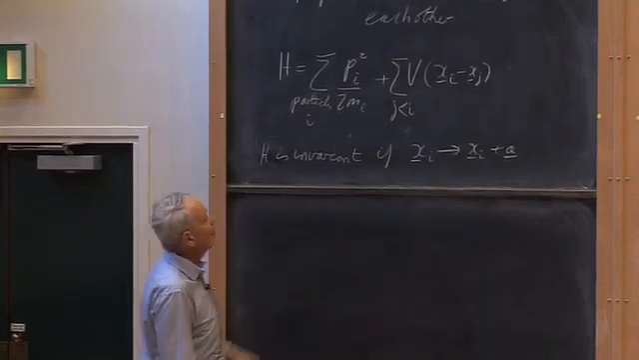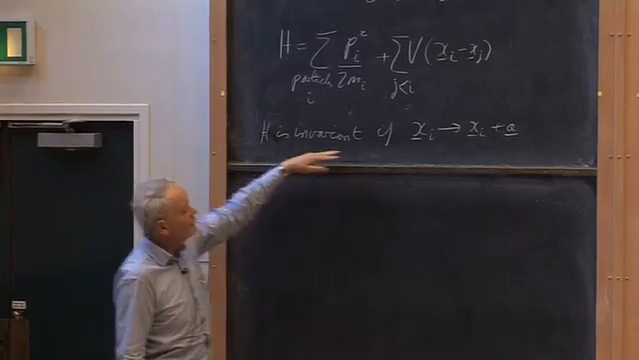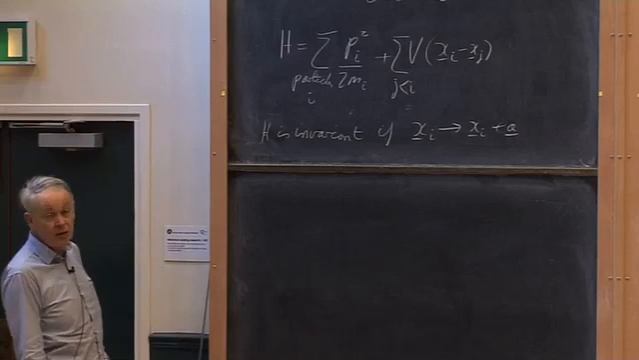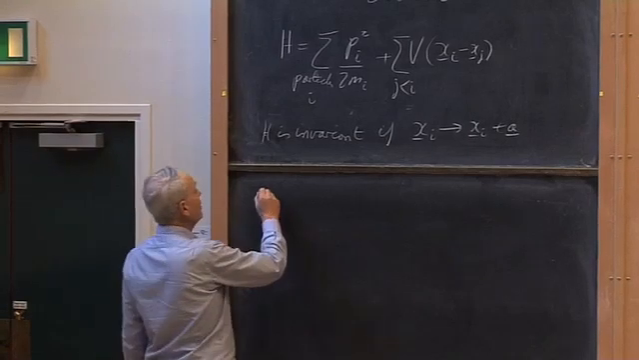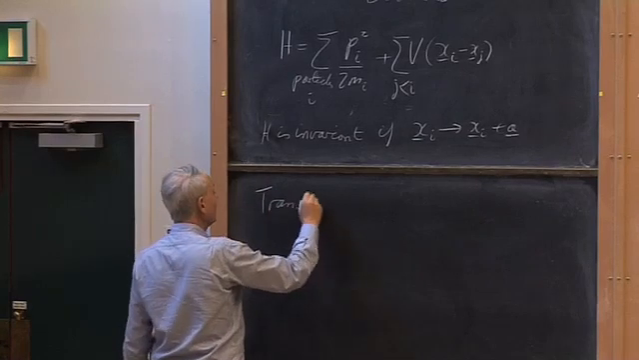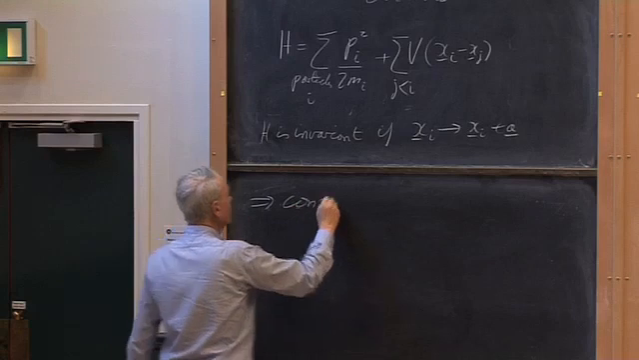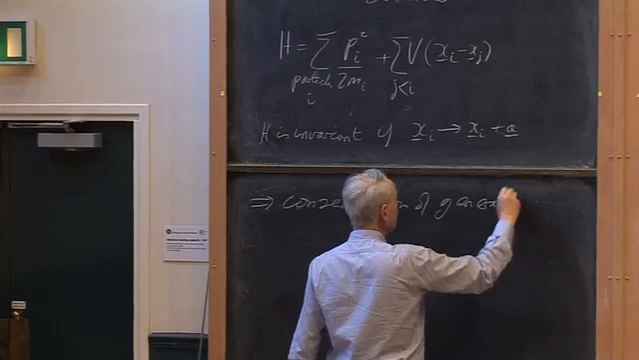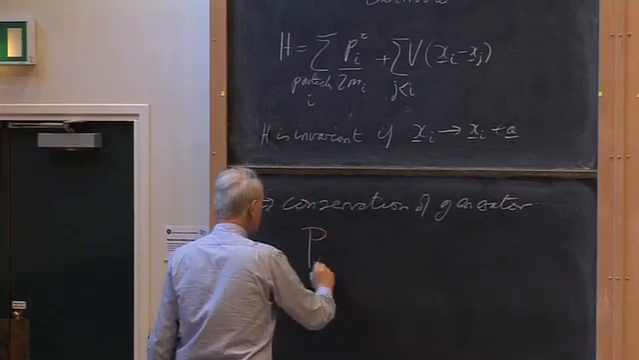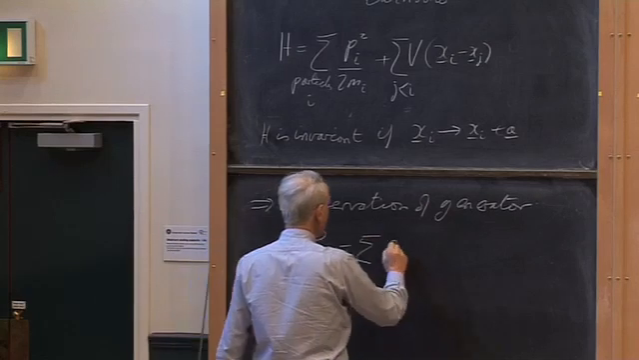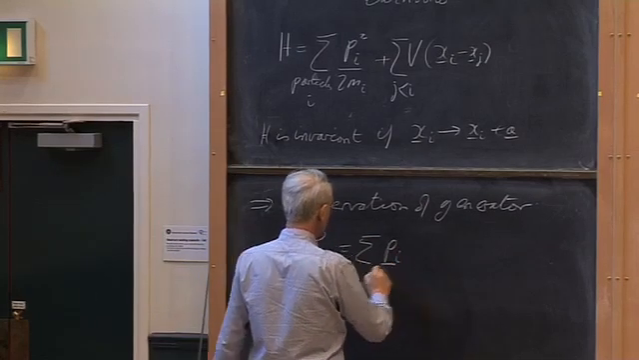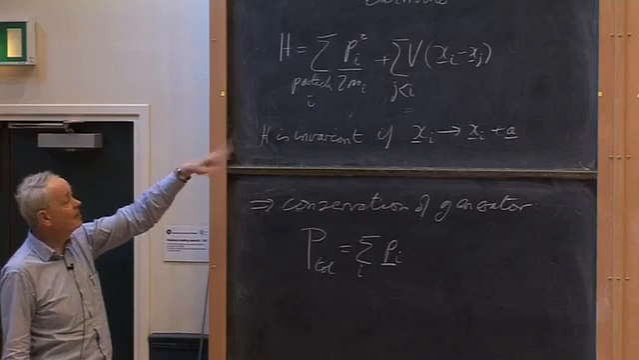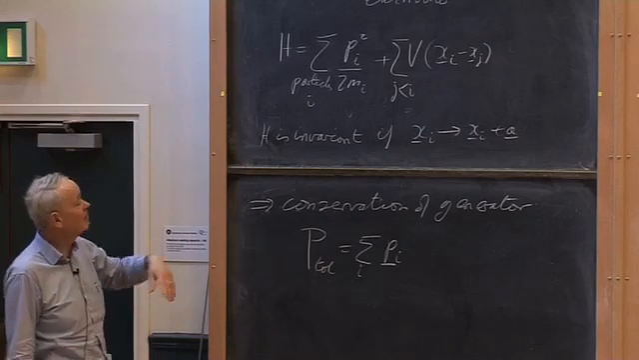And what does that tell you? That tells you that the generator of this transformation is going to be a conserved quantity. So this transformation implies conservation of the generator, which is going to be the total momentum, being the sum of the momenta of the individual particles, which of course we recognize as the total momentum of this system is going to be conserved because action and reaction are equal and opposite, back to Isaac Newton.